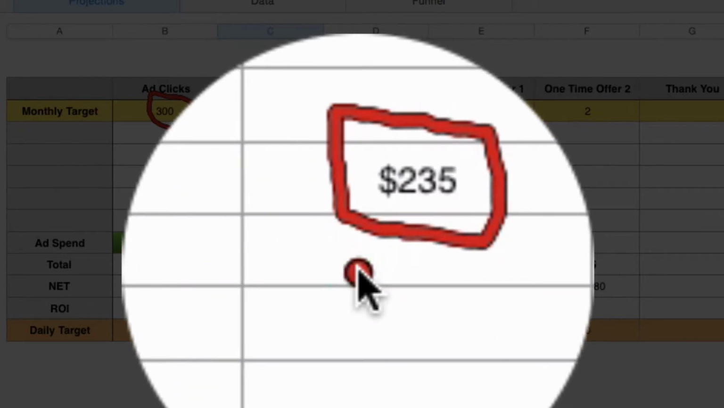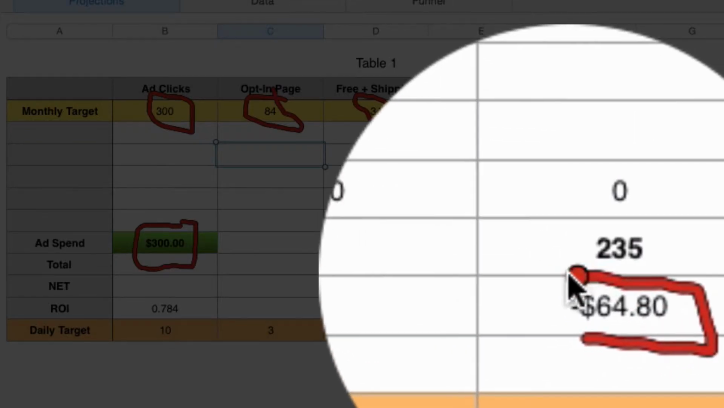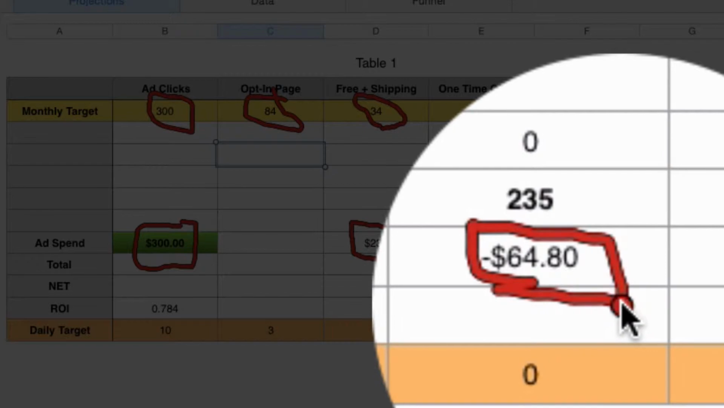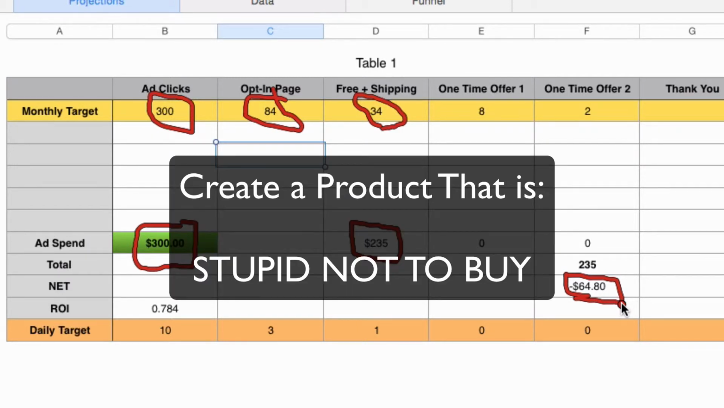Most people write their books and put them up for sale, and they find that it doesn't sell and doesn't make money, and they get really upset and quit internet marketing. In fact, if you look over here, you'll see it gives a negative number for what you're making, negative $64.80. Now your goal on the front end, your very first product, should be a product that is stupid not to buy. This falls into that core category.